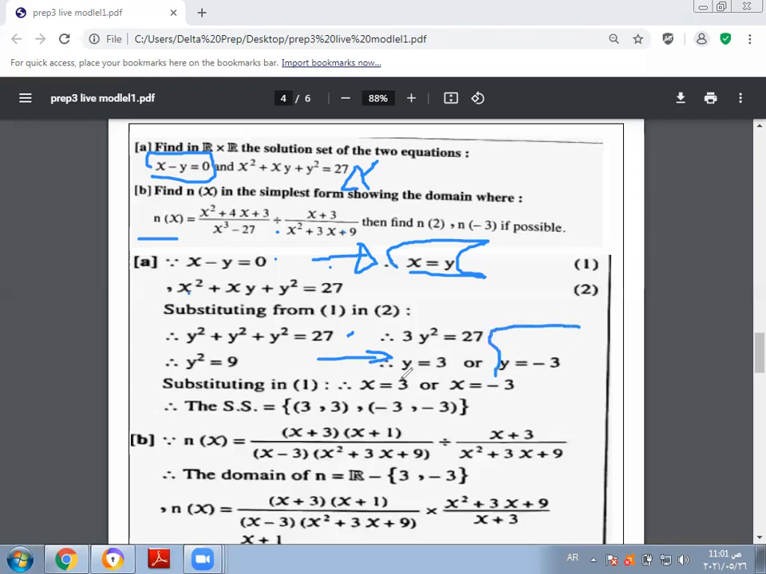We find the value of x for each one. If y equals 3, then x equals 3. And if y equals negative 3, then x equals negative 3. So here there are two solutions. The first solution is the point (3, 3). The second solution is the point (negative 3, negative 3).